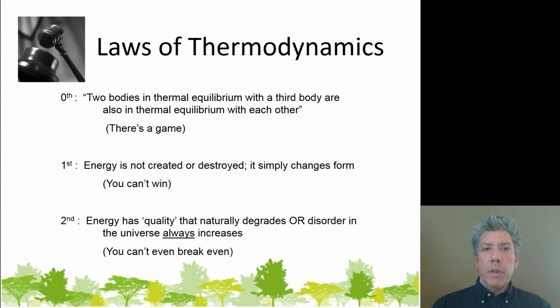The 0th law is two bodies in thermal equilibrium with a third body are also in thermal equilibrium with each other. So what does that mean? Well, thermal equilibrium basically just means they're at the same temperature. So if I have, let's say, 3 books in my office, I know that book A and book B are at the same temperature, and book A and book C are at the same temperature. Therefore, book B and C are at the same temperature. In other words, they're in thermal equilibrium as well.